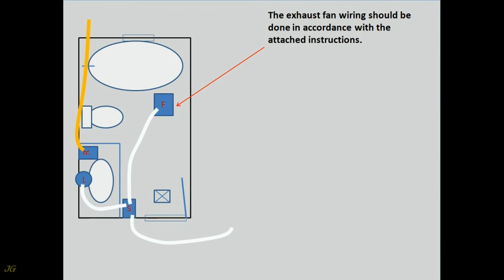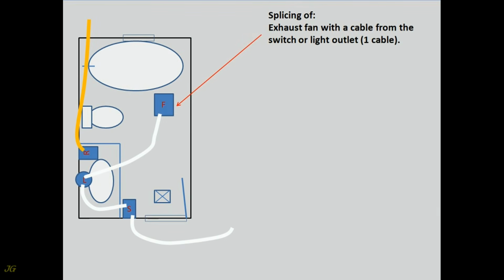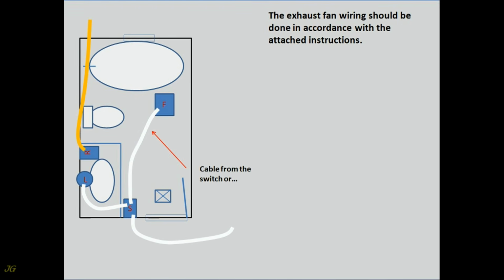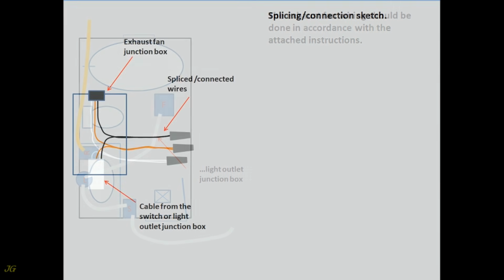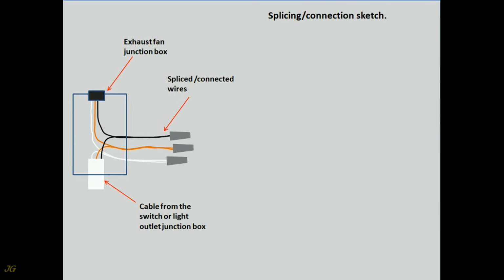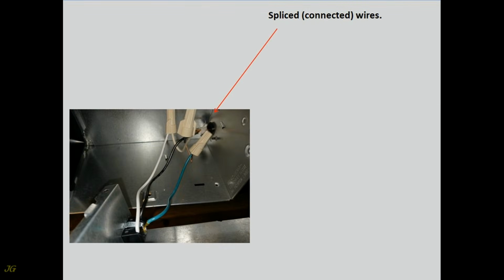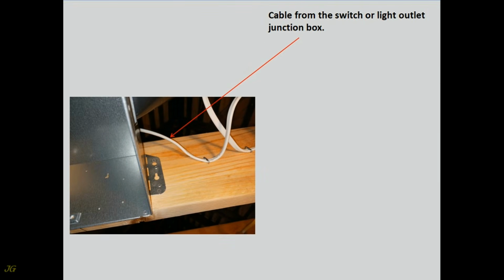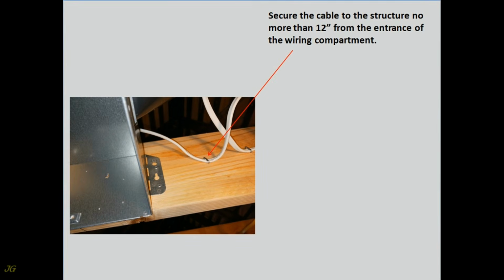The exhaust fan wiring should be done in accordance with the attached instructions. Splicing of exhaust fan with a cable from the switch or light outlet, 1 cable. Splicing, connection sketch. Spliced, connected, wires. Cable from the switch or light outlet junction box. Secure the cable to the structure no more than 12 inches from the entrance of the wiring compartment.